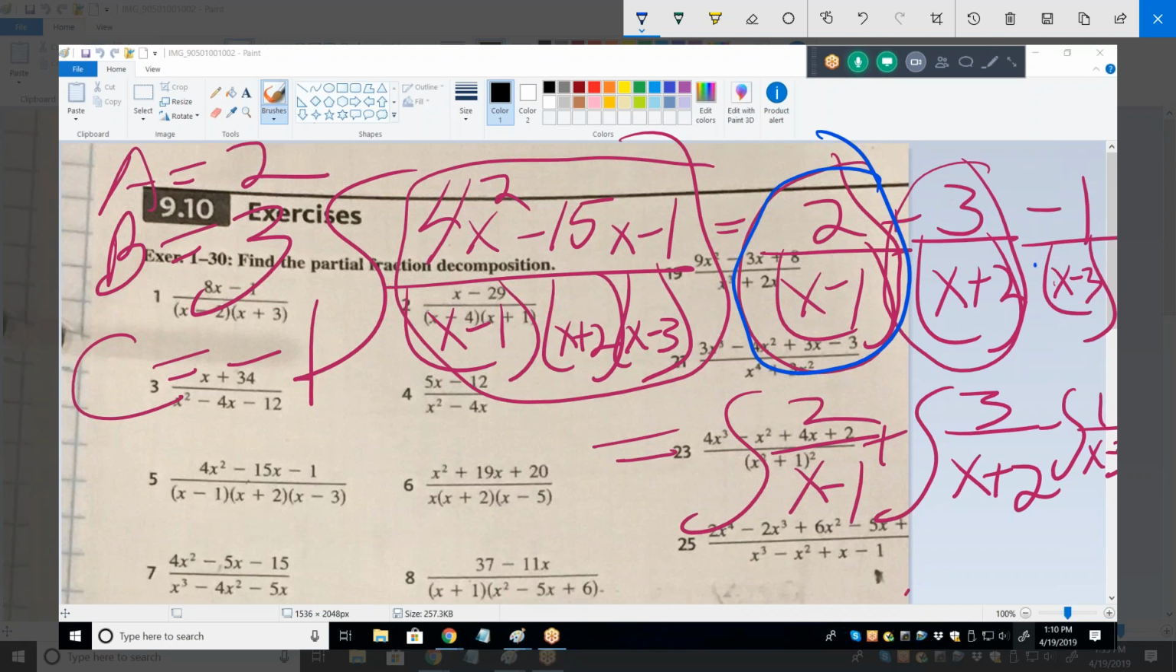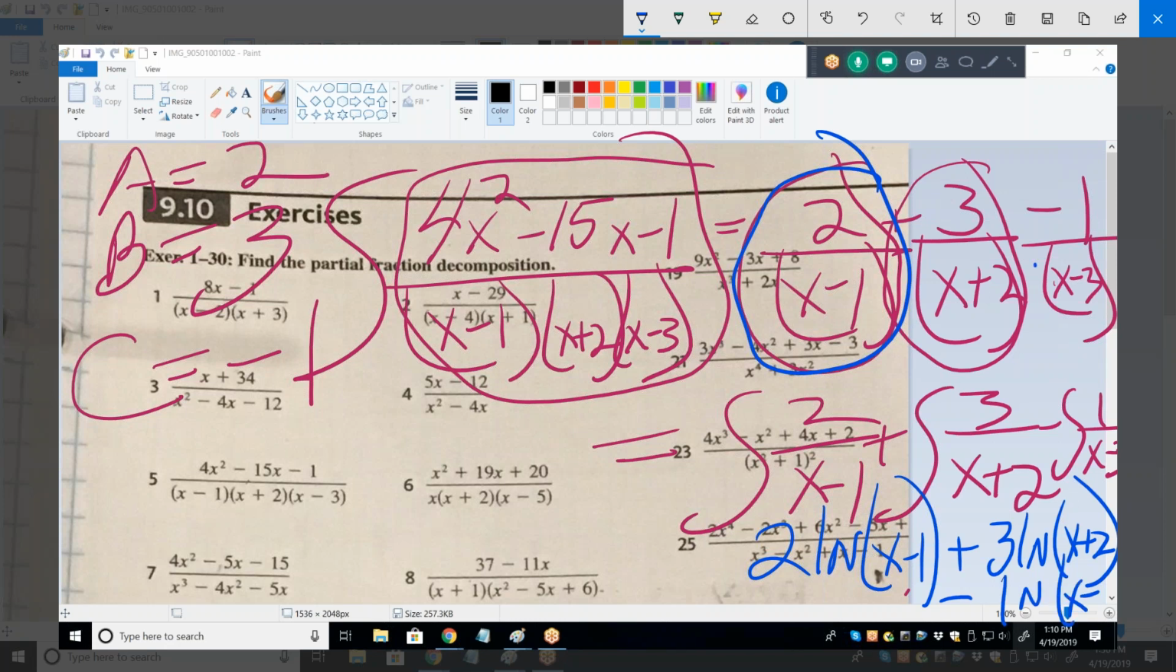It's 2 natural log of x minus 1. The second one is 3 natural log of x plus 2. The third one is 1 natural log of x minus 3. So I integrated it almost instantly. Whereas if I was trying to integrate this, I've got to go through this entire process. This is a 15-minute problem. But that's the way calculus is. Calculus is tough, trust me.